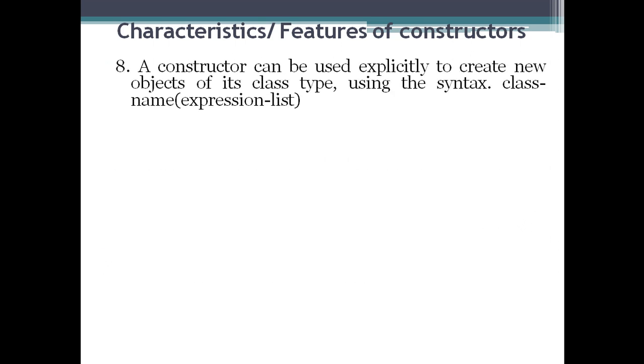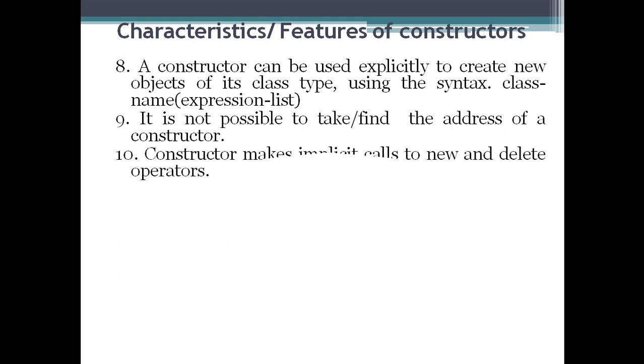Next, a constructor can be used explicitly to create an object of its class type. Just as we declare a variable to allocate some memory to hold a value, constructors are explicitly used to create a new object of their class type, using the syntax class name followed by an expression list. So objects can be created by using the constructor. Since the constructor name is the same as the class name, it is allowed to create an object explicitly by using the constructor name.